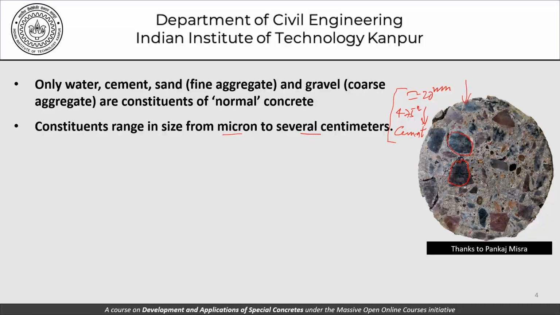That's something which is very important to understand, that the constitution of concrete has particles which range from several microns or millimeters to several centimeters. It doesn't go beyond 10 or 20 centimeters.